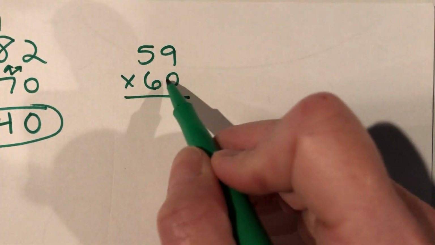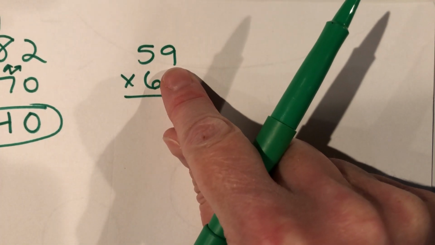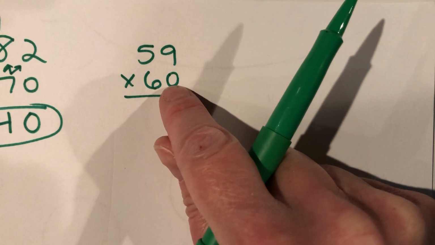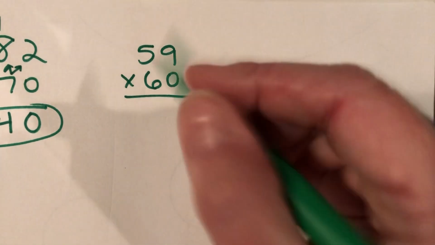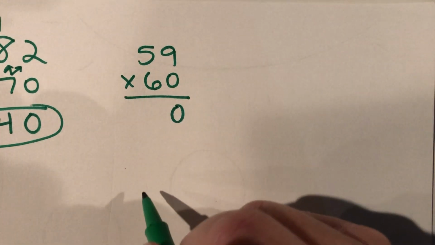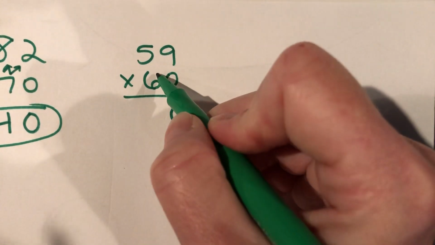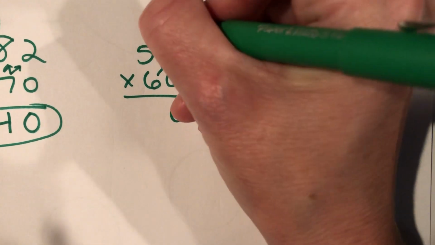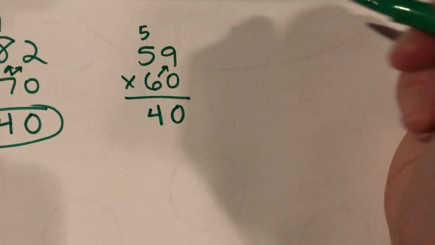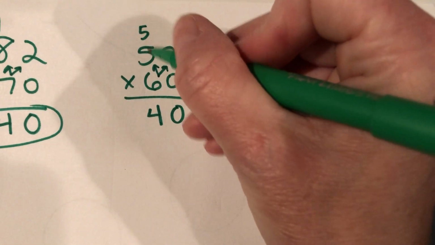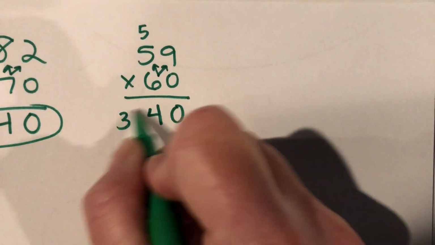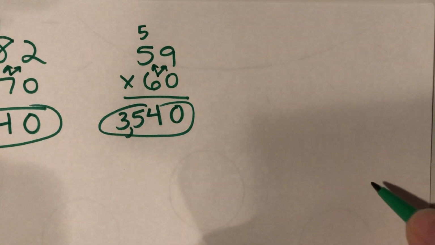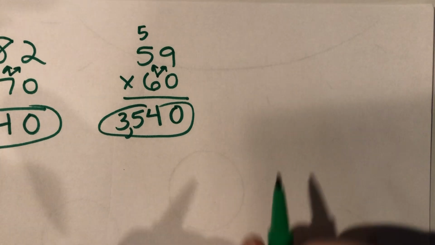All right, so this is a multiple of 10, so really what I want to do is 59 times 6, and then place my 0 in, because I have to shift all the digits left. So I'm going to go ahead and put my 0 now. And now I'm going to do what we did yesterday, and multiply this 6 by the ones place, and 6 times 9 is 54, so 54. And 6 times 5 is 30. 30 plus 5 is 35. So 3,540 is what you should have.